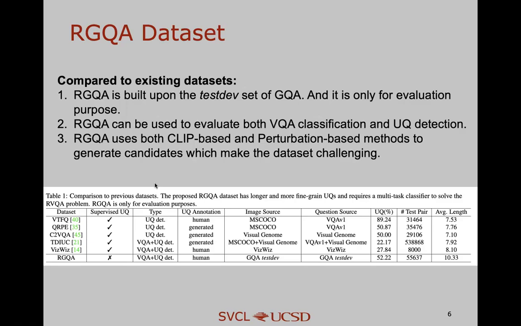Compared to existing datasets, first, RGQA is built upon the test-dev set of GQA, and it is only for evaluation purposes. Second, RGQA can be used to evaluate both VQA classification and UQ detection. Third, RGQA uses clip-based and perturbation-based methods to generate candidates, which makes the dataset challenging.